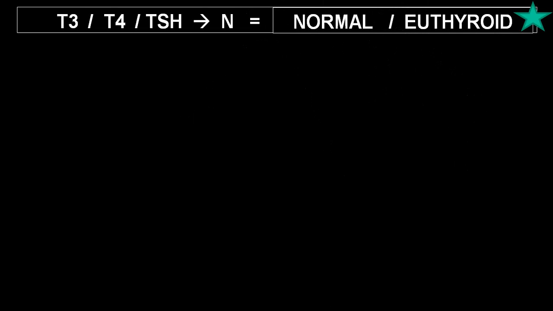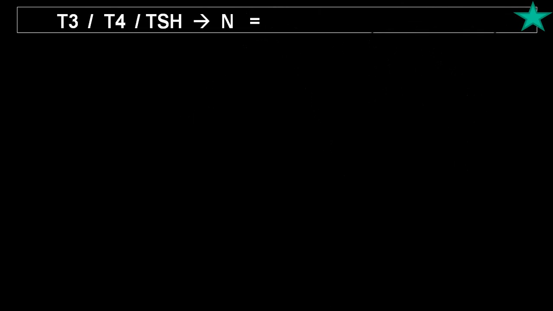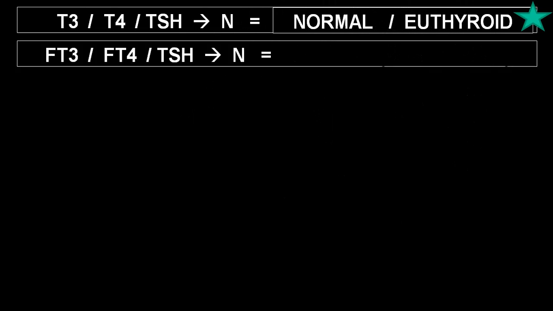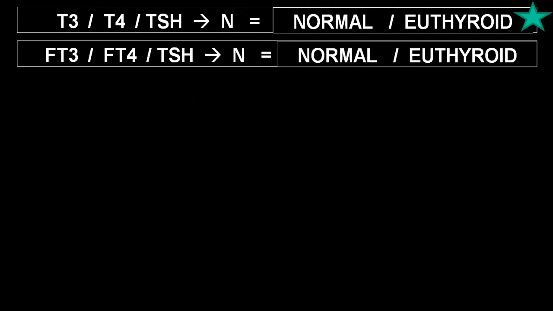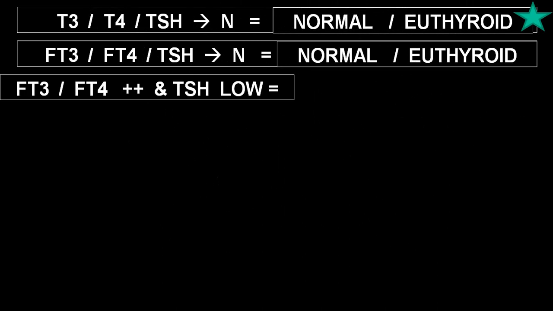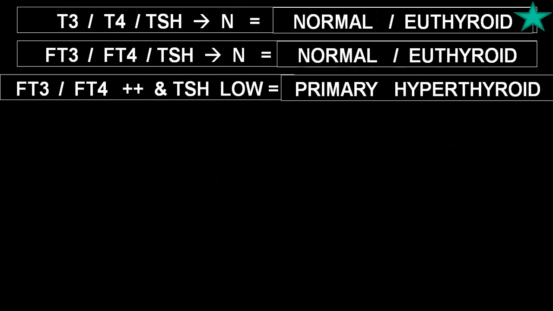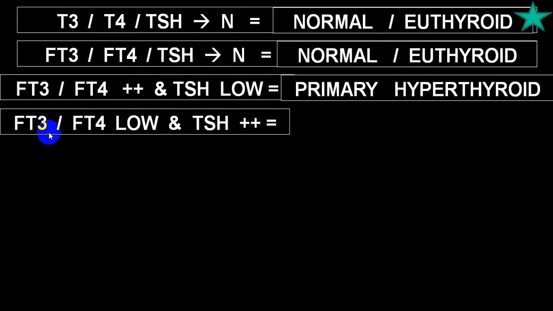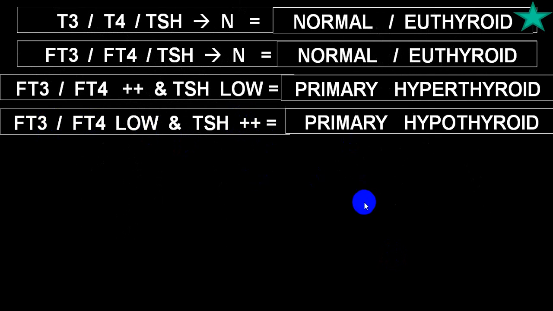So now this is like a quiz. Say if this is normal, yes. Normal, or we call it euthyroid, if free T3, T4, TSH is normal. Now if free T3, T4 is high, but TSH is low, meaning hyperthyroidism, primary hyperthyroidism. If free T3, T4 is low and TSH is high, primary hypo.